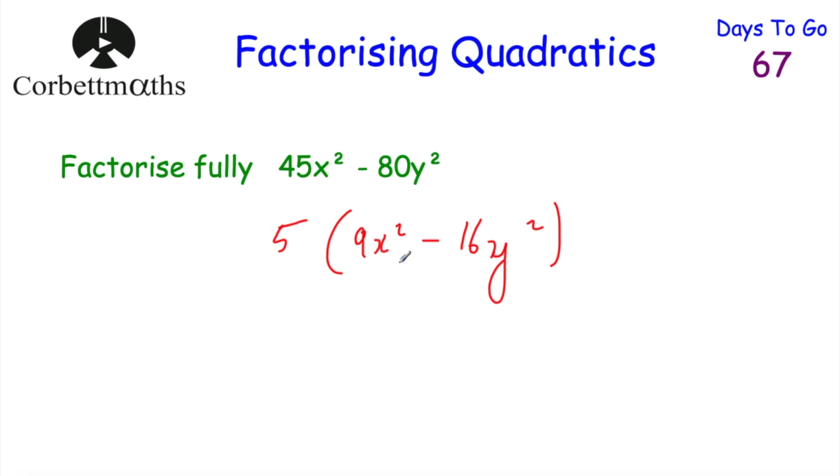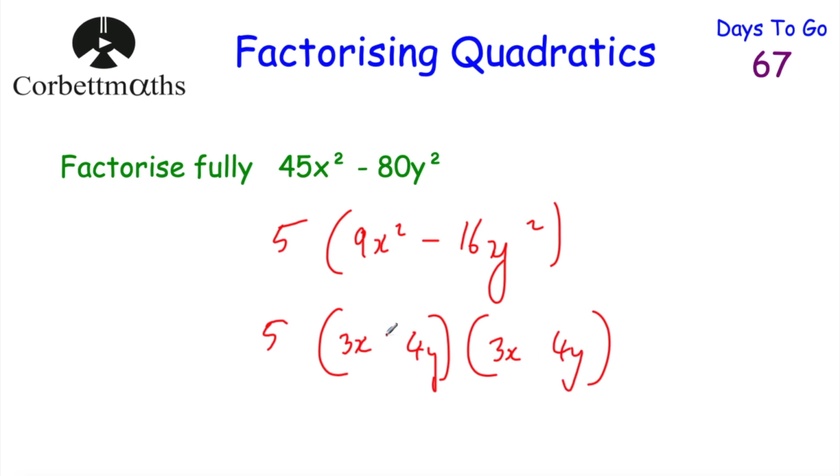And then if we look at this, 9x squared, that's something squared. 16y squared, that's something squared. So we can use the difference between two squareds. So we'd have 5, and then bracket, bracket. And then we would write 3x and 3x, and 4y and 4y, and one with a plus sign and one with a minus sign. So we've factorized it. And if you expand this, you'll see that you'll get 45x squared minus 80y squared. And that's it.